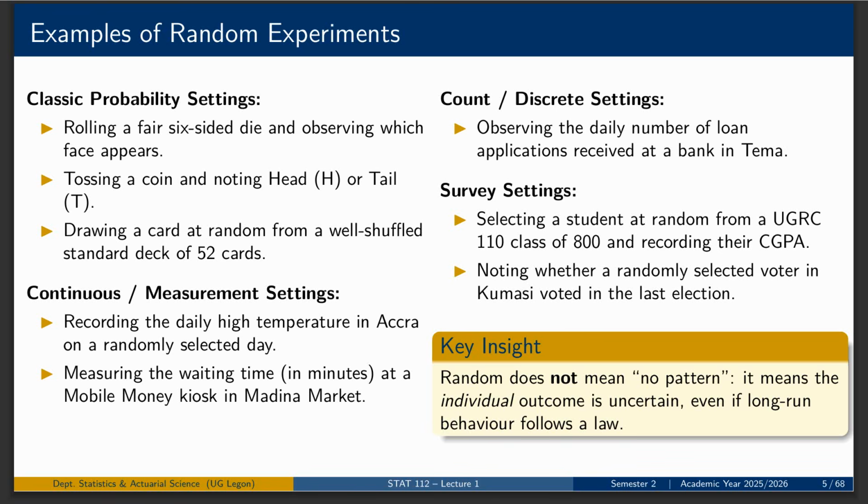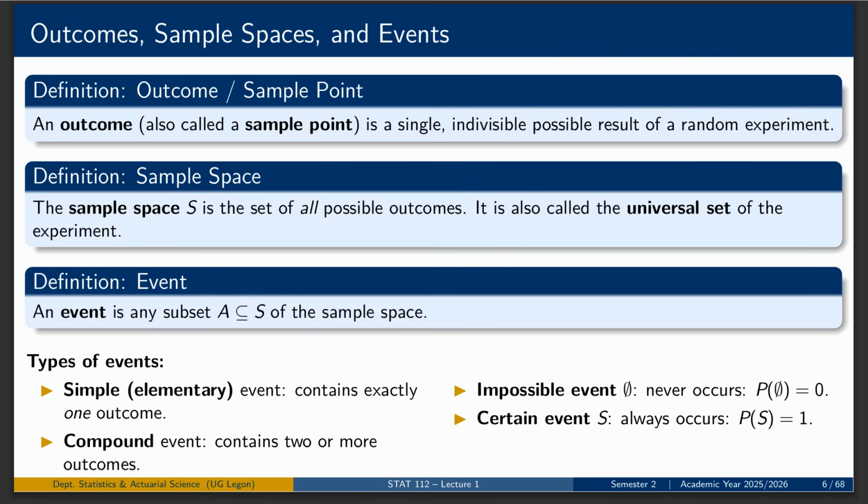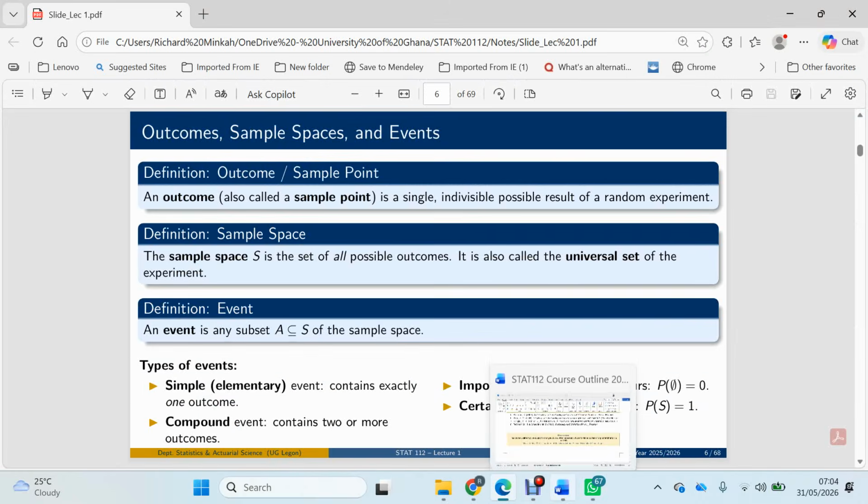So basically, in a nutshell, random does not mean no pattern. There may be a pattern, but the individual outcomes are uncertain, even if the long run behavior follows a law. So that is the key thing you should keep in mind, and of course the 3 key things we talked about in the classification of an experiment.